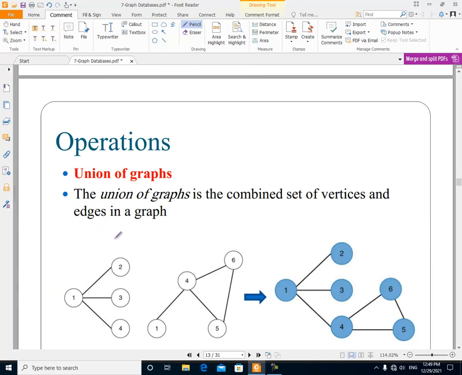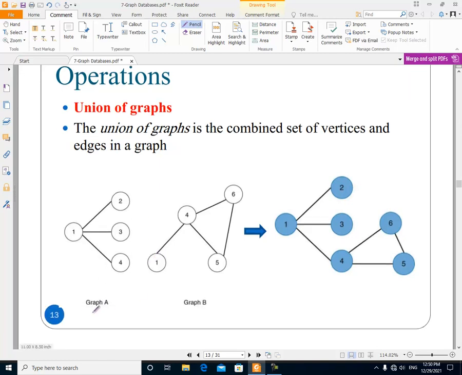The union of graphs. The union of graphs is a combination of two graphs. This is graph A and graph B. These two graphs are combined together, and this is the result. So union is a combination between two graphs. This combination is done using the nodes which exist in both graphs.